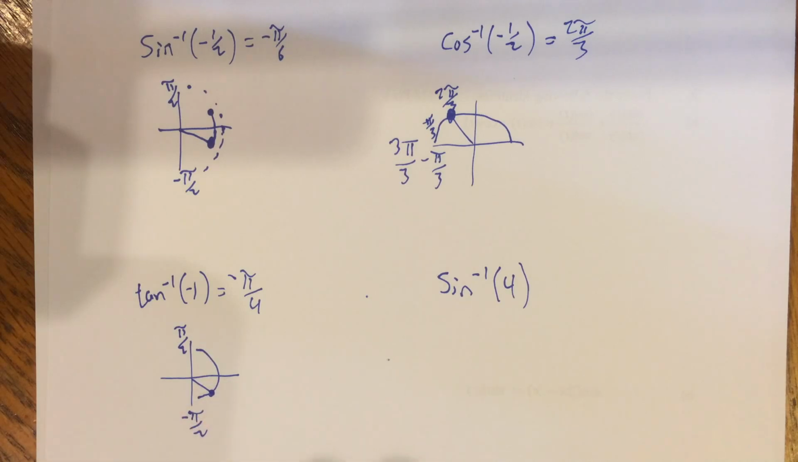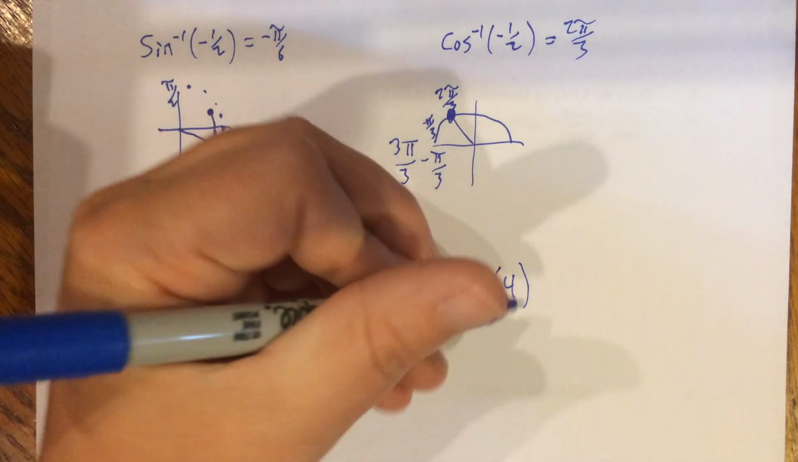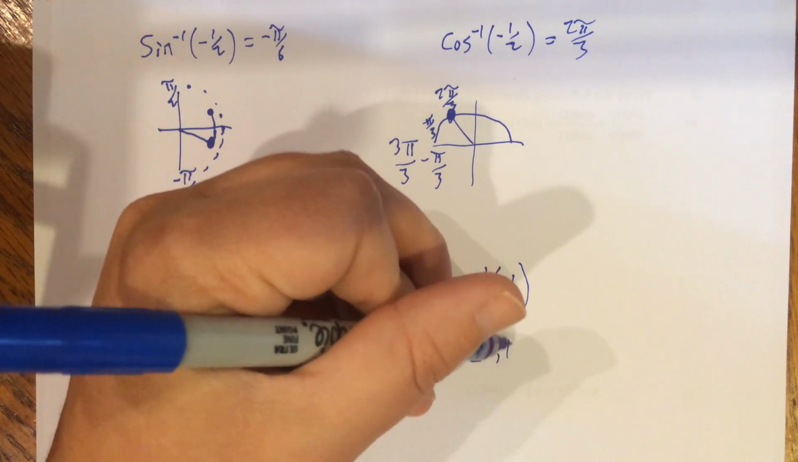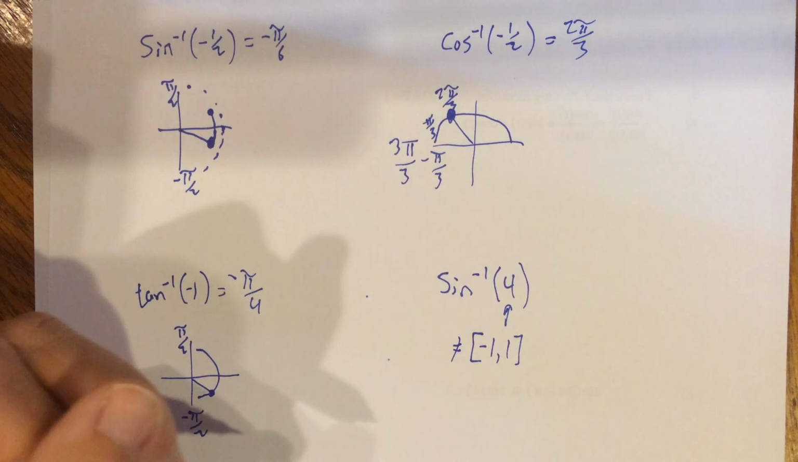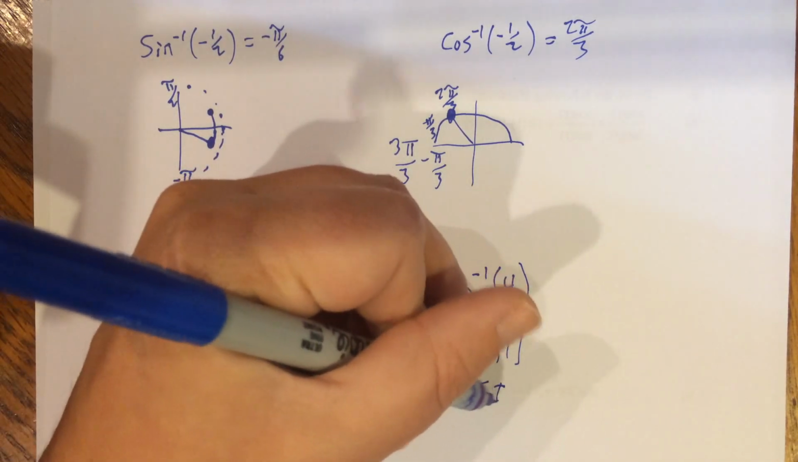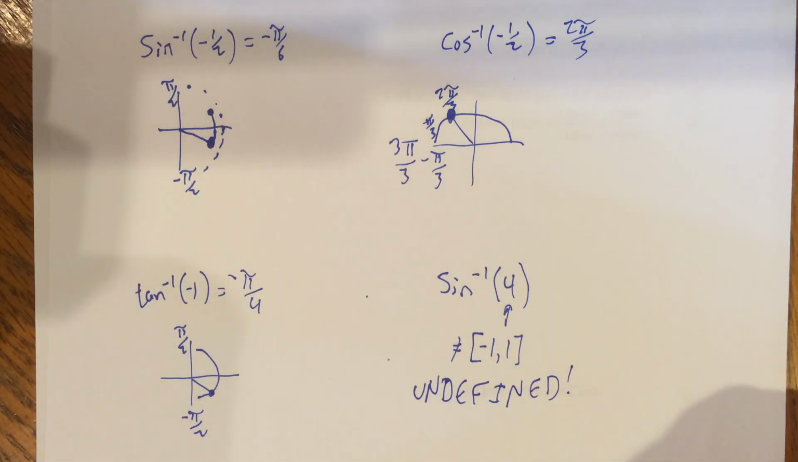Okay, sine inverse of 4. Well, we can't get that. If I look at it in a circle, the highest my y ever gets is 1. So this is out of my domain. It's not in negative 1 to 1, which we said was my domain. So if you do get something out of your domain, it is just undefined. You don't even have to do any work for it. Okay.